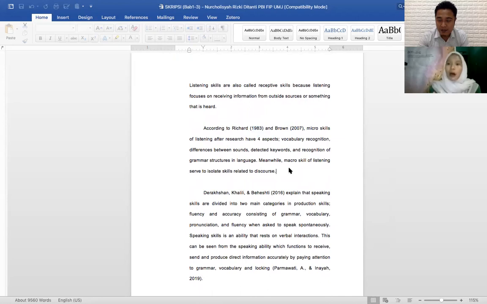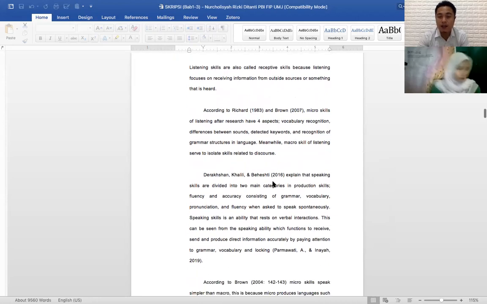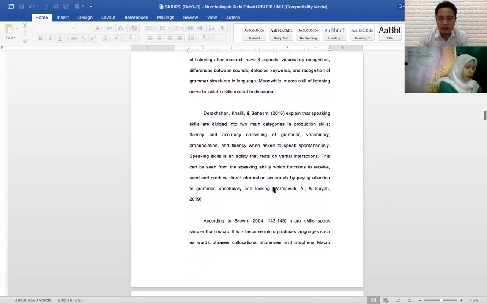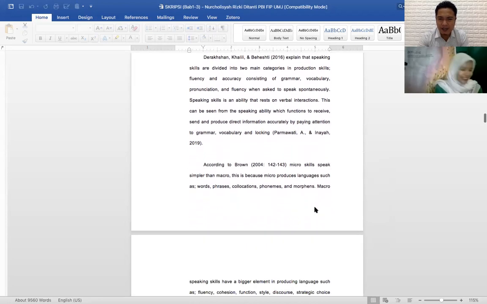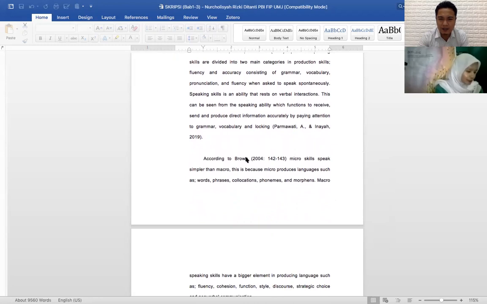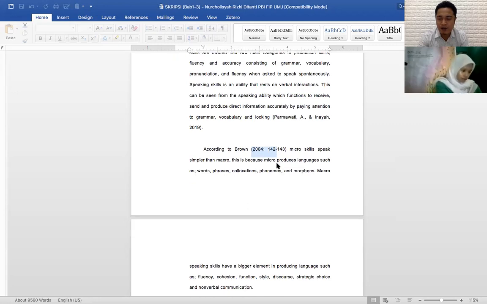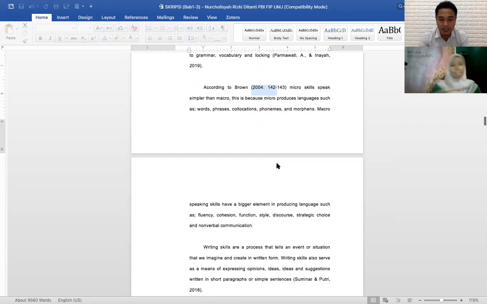What does it mean by above 2010? It means starting from 2011 that you can use for your expert. Yeah, and then do not use also Parmawati and Inaya. Yeah, that's the department. And then this one also, Brown. It is 2004. You may try to find Brown 2012, 2014.